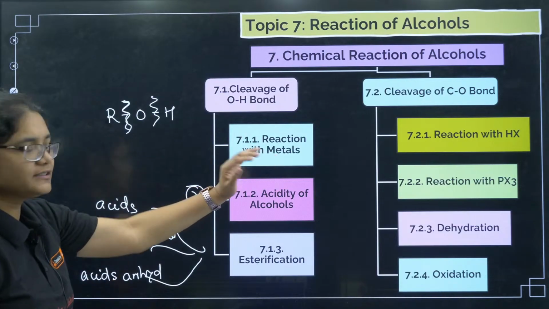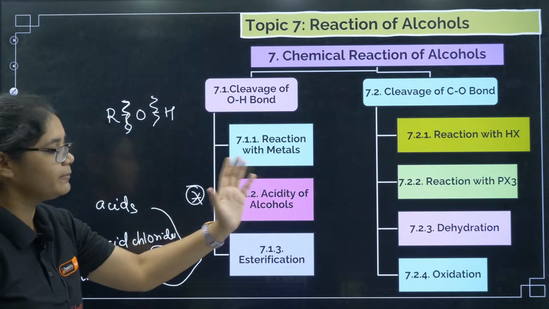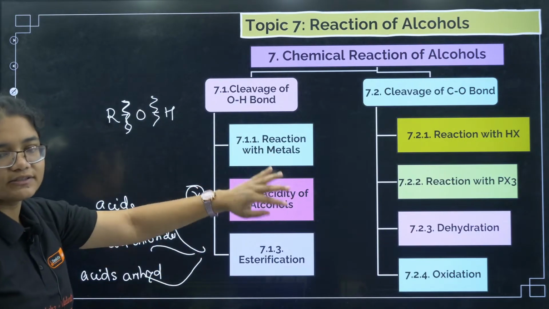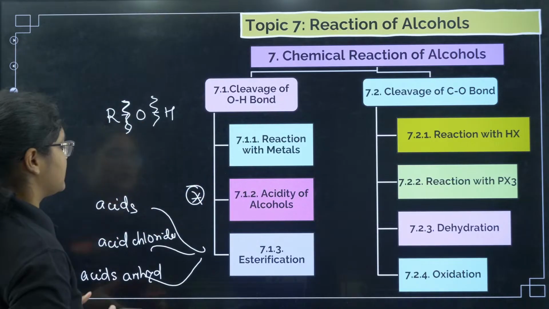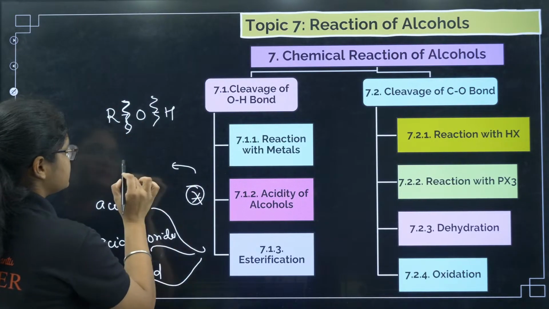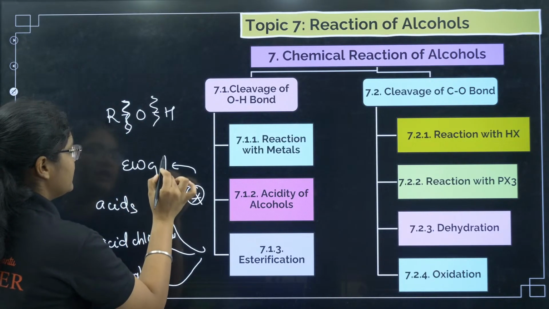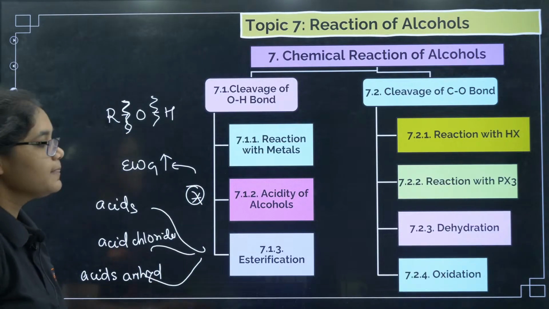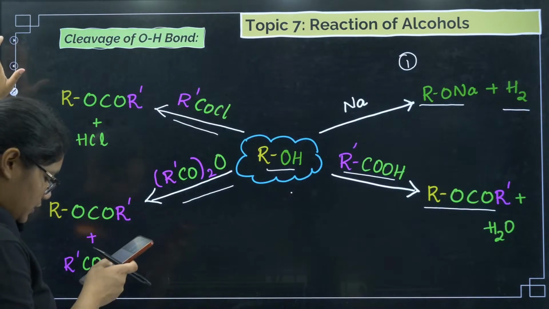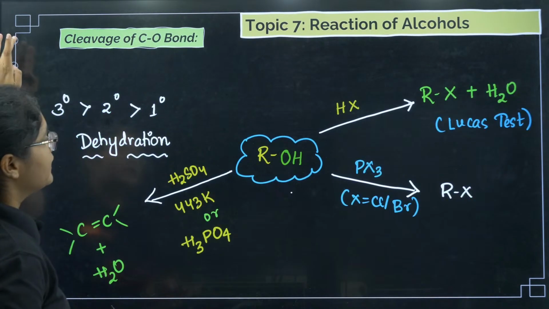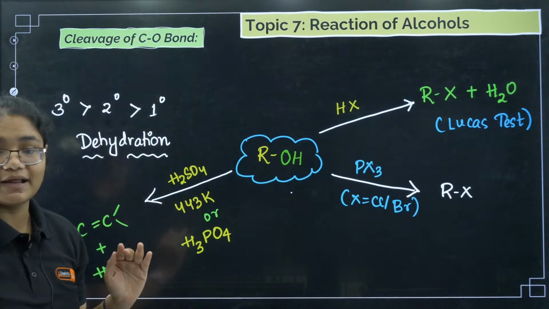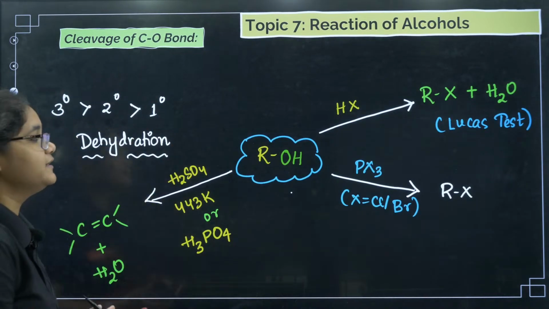All these three will react with alcohols to give you esters. First thing over, reactions with metal, you will get RONa plus H2. Acidity of alcohols, we will solve questions and we will understand. In acidity of alcohols, you have to understand that electron withdrawing group will increase the acidity. Okay, fine.